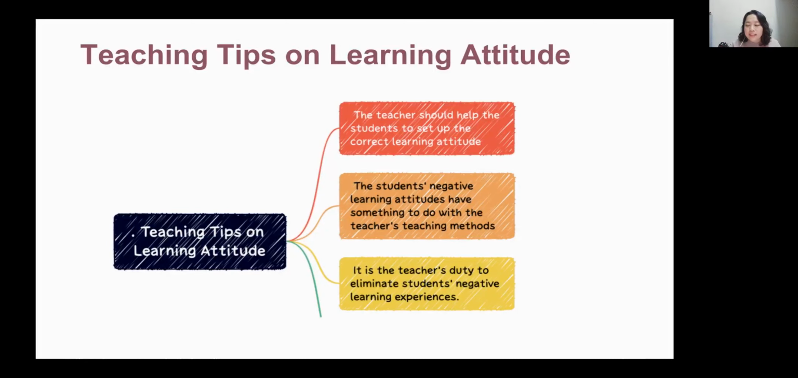Finally, it is the teacher's duty to eliminate the students' negative learning experience. Students' negative learning attitude results from the setbacks and failures encountered in the learning process. Students are rather frustrated by their unsuccessful learning experience and they may feel inferior to the top students.